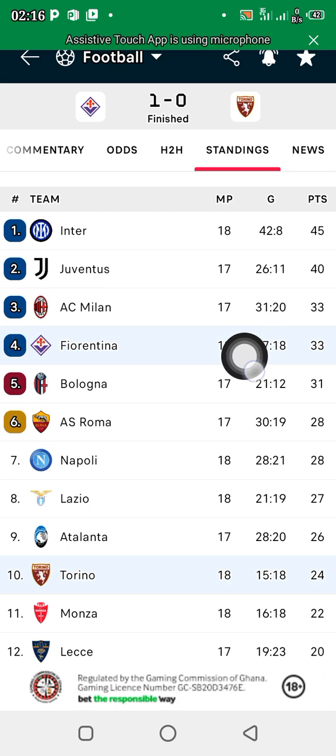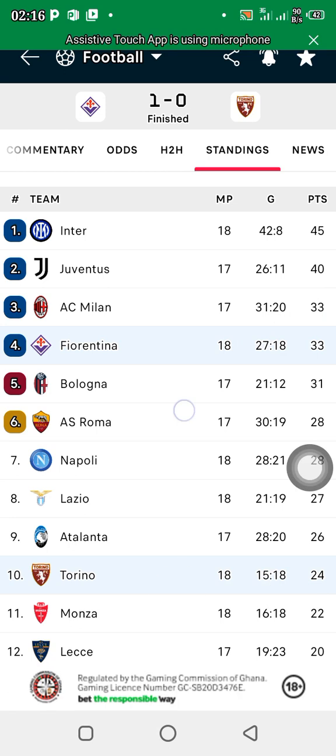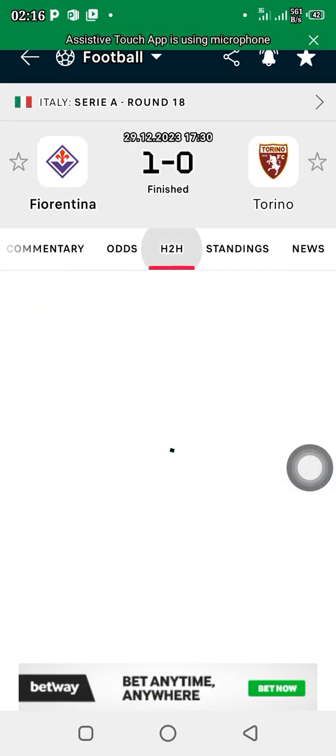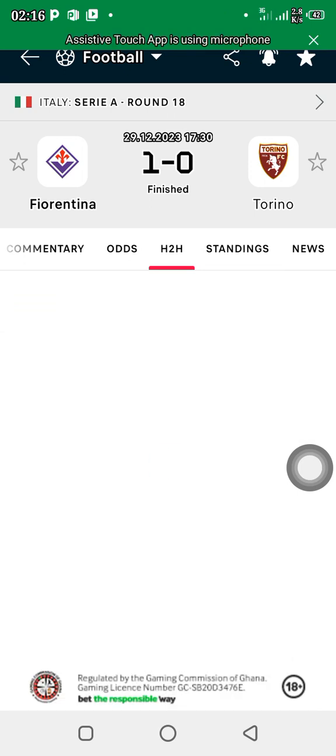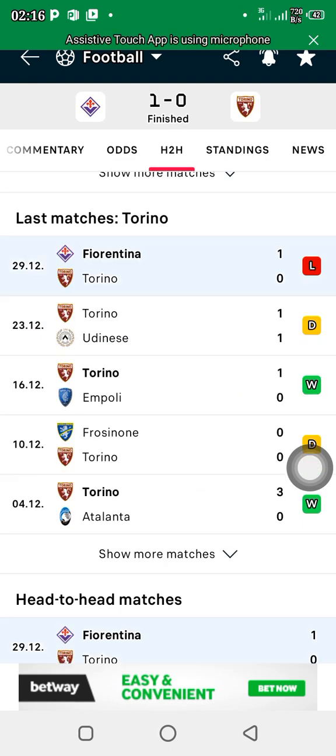The probability of Fiorentina getting a goal is very high, and the probability of Torino getting a goal is very low. So you need to keep that in mind. And what you need to do next is go to their head-to-head. Come to their head-to-head and look at their previous meetings for their last 5 games each.